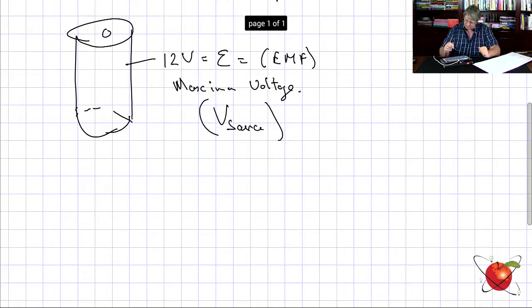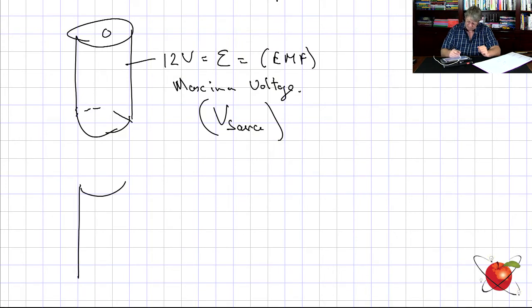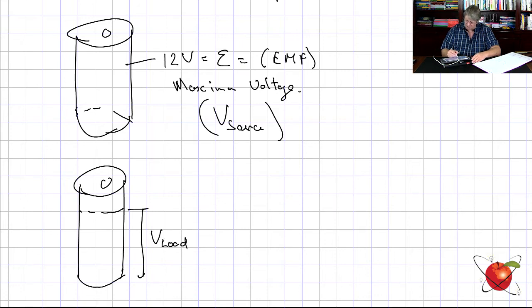Okay. Now, what happens when we connect a circuit up? I'll tell you what happens. If you've got a voltmeter across the battery, you actually suddenly don't read that. You read V load. That V load is the voltage that drops. The battery drops its voltage.